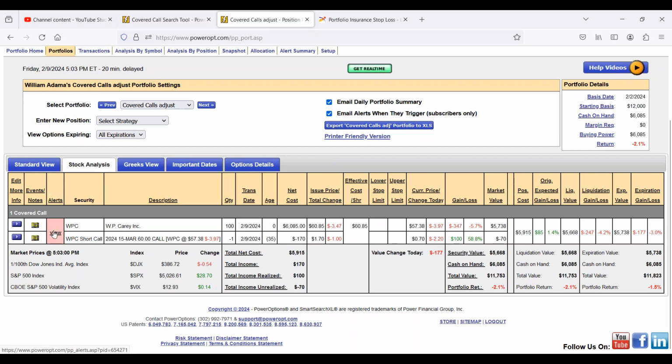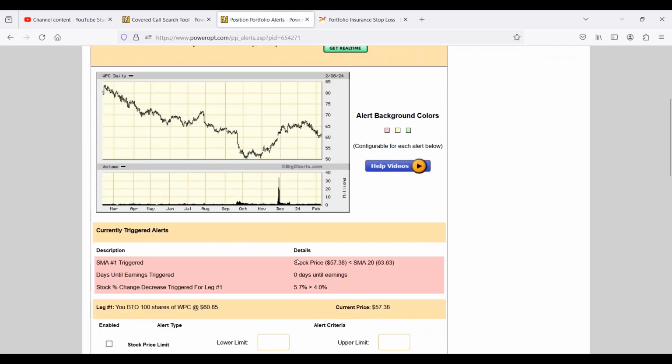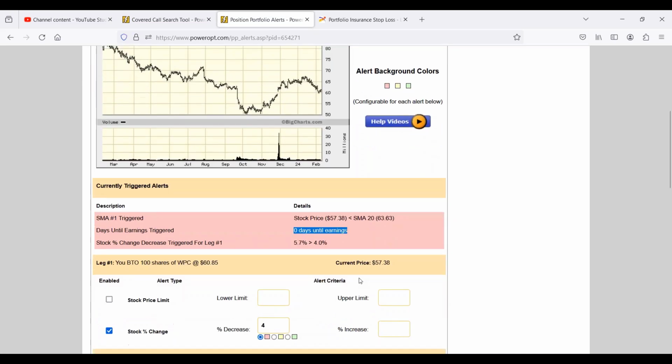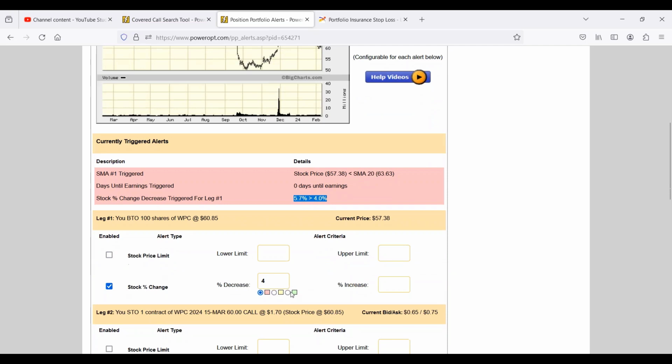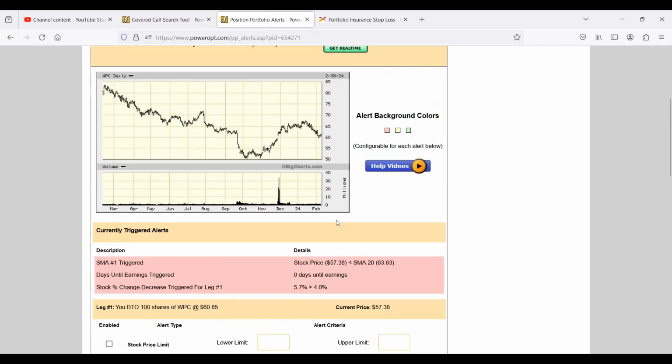Now I see my alerts, of course. I can click on view, and it says, yep, you got it all. Stock is now trading below your 20-day moving average. That's why it dropped today, 0 days till earnings. So I typically would not even have had a covered call open through earnings, honestly. And the stock decreased 5.7%, which is greater than the 4% limit that I set.